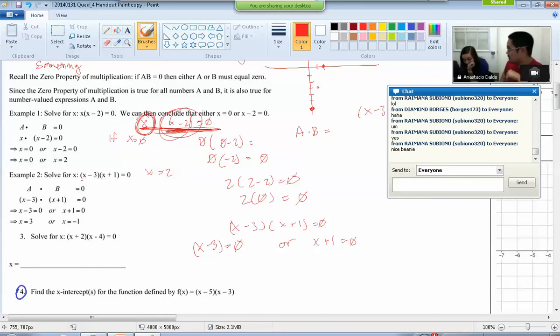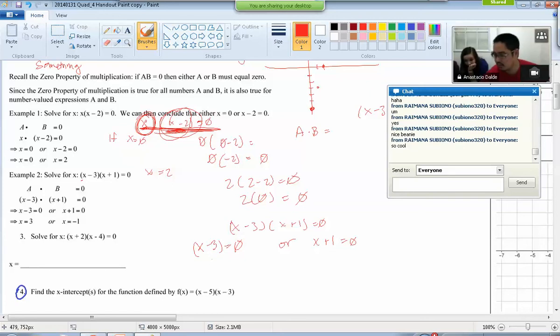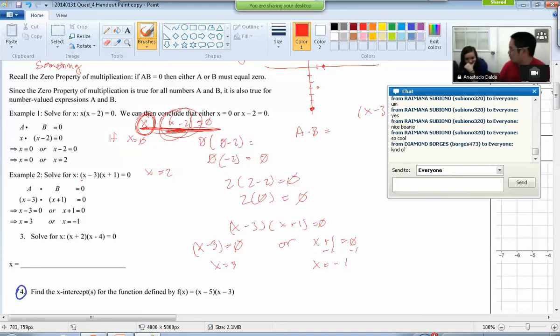We cool? So, how do I figure out what x is? Well, all I got to do is add 3 to both sides, so I have x equals 3. Or x equals negative 1. Are we cool? Does that make sense to you? By the way, I got negative 1 because I subtracted 1 from both sides, and I get x equals negative 1. Yes? Good?